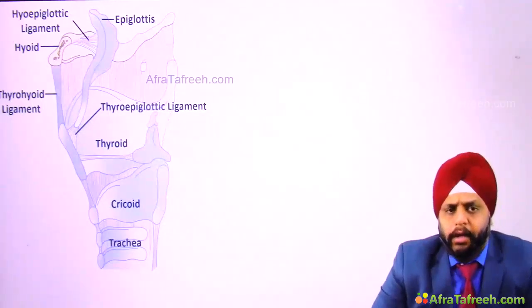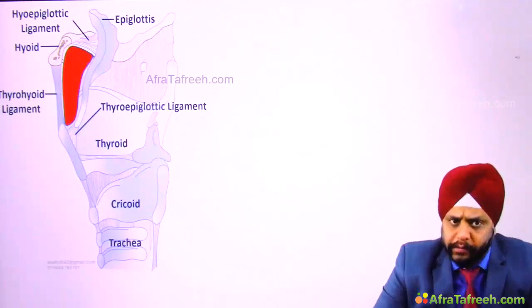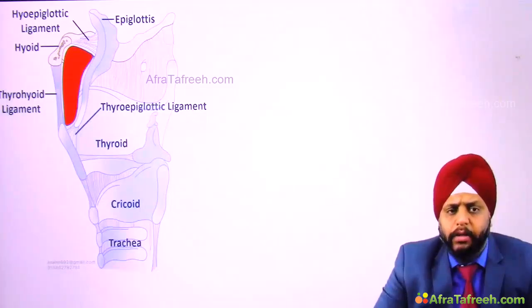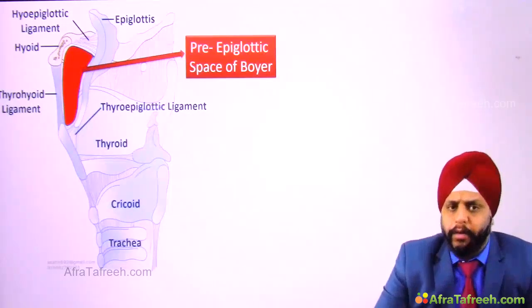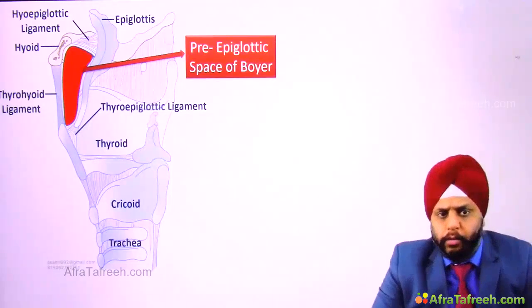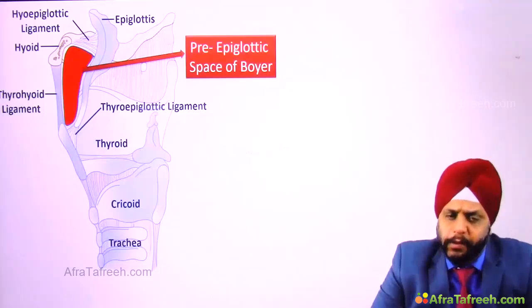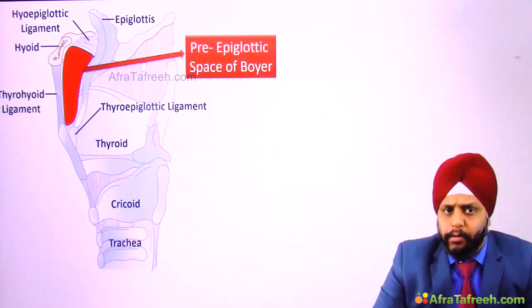Right. Okay. Now, over here, you can see that I have shaded a space. Between these structures, there is a space. This space is known as pre-epiglottic space of Boyer. Pre-epiglottic space of Boyer. Right? Okay. So, let's do one thing. Let's do the boundaries of pre-epiglottic space of Boyer. I've actually taught you the boundaries. Let us revise the boundaries.